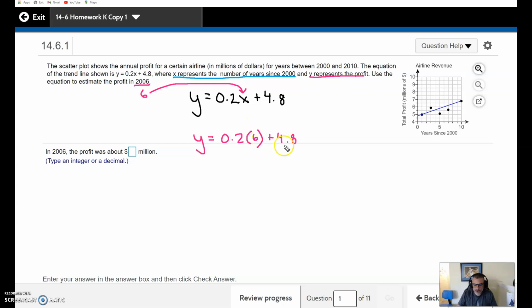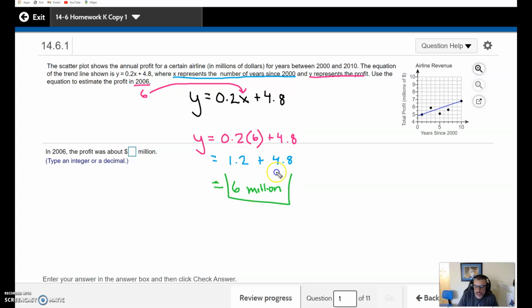All right, order of operations says we're going to multiply before we add. So what is 0.2 times 6? That is 1.2. And again, that means 1.2 million. Plus 4.8. And 1.2 plus 4.8: 1 plus 4 is 5, and then 0.2 plus 0.8 is another 1. So that is 6. So 6 million is their profit.